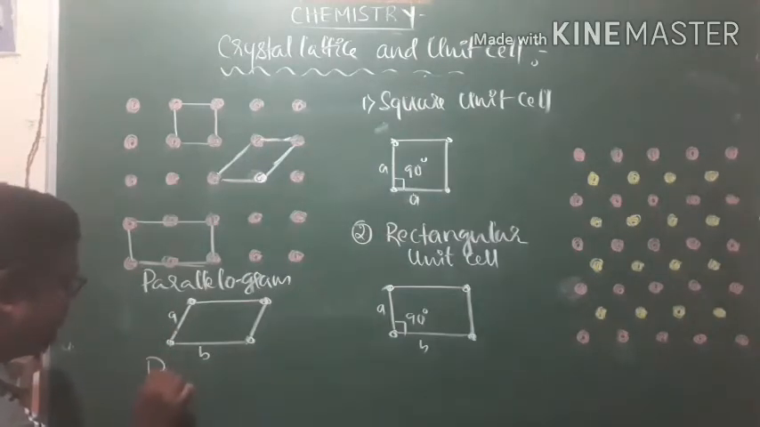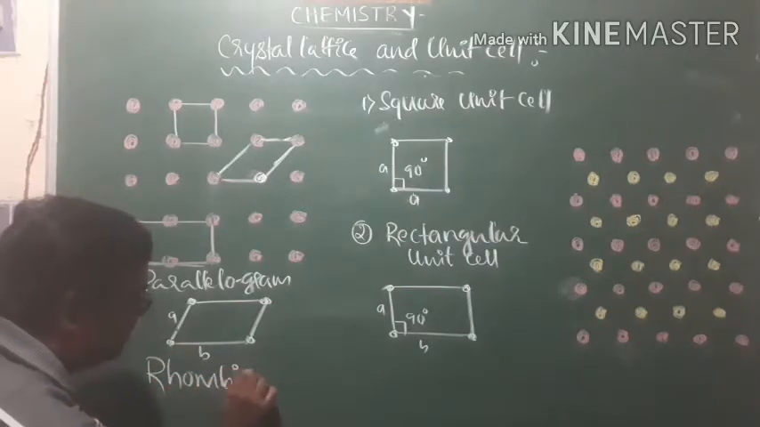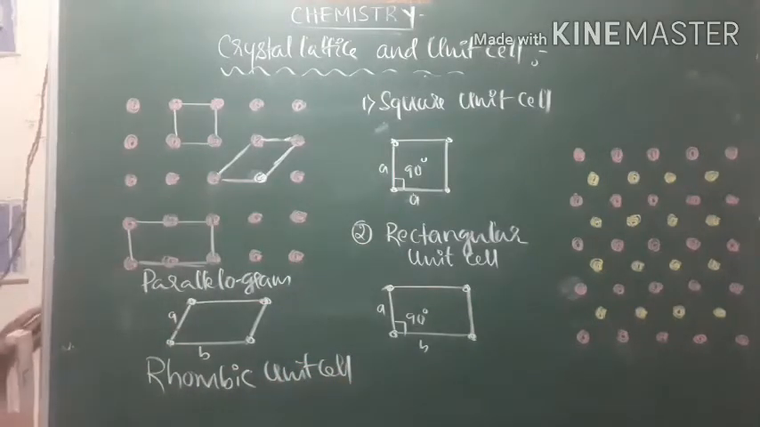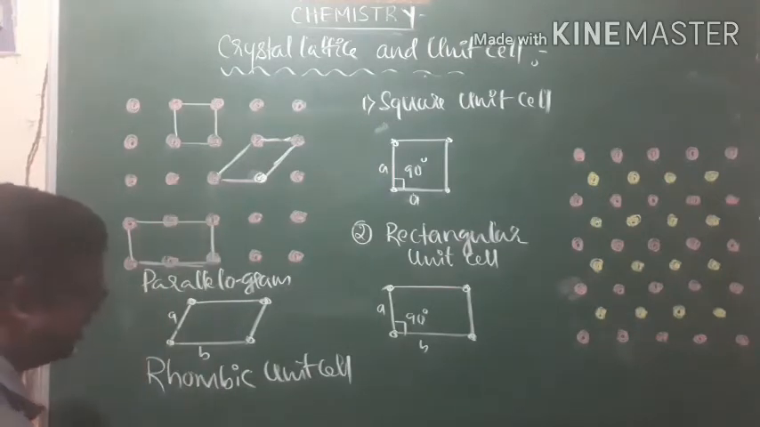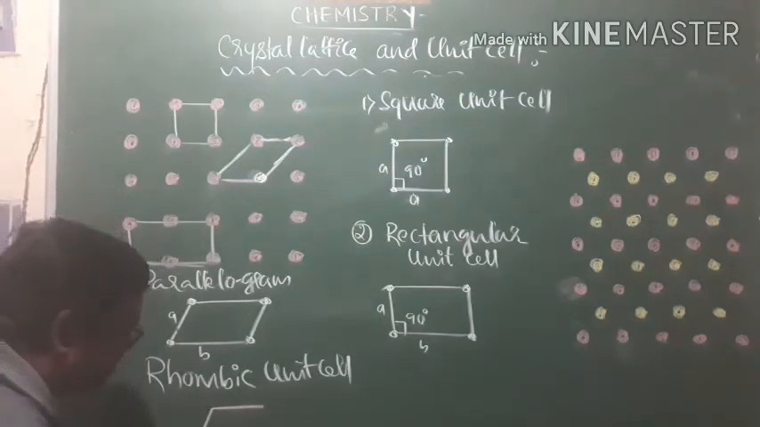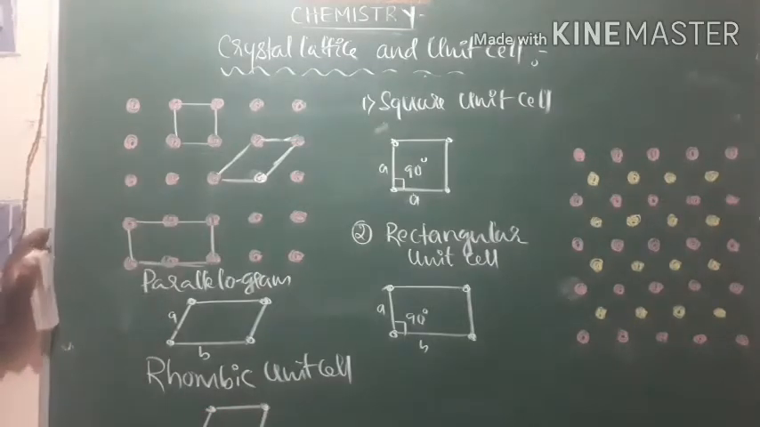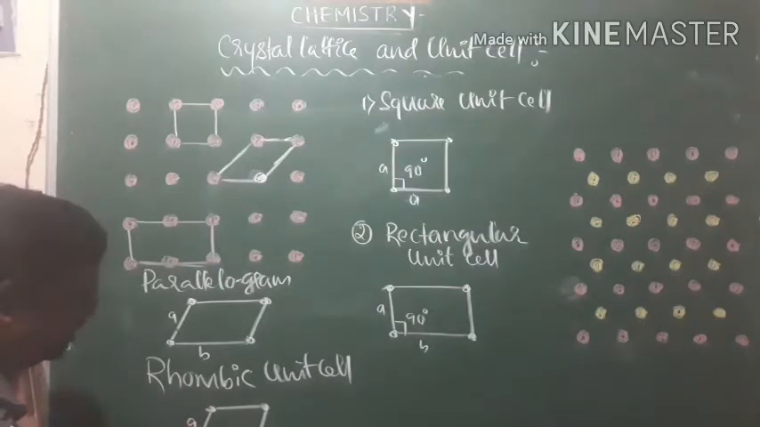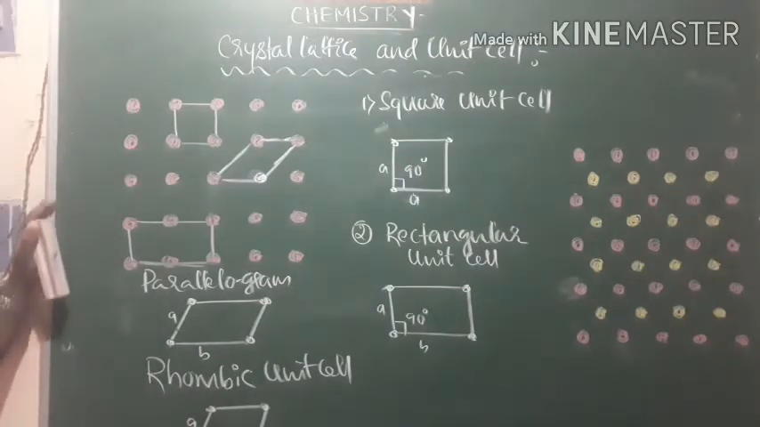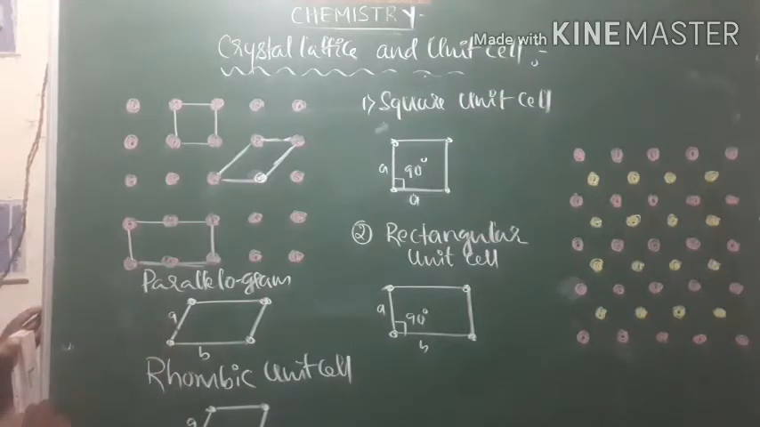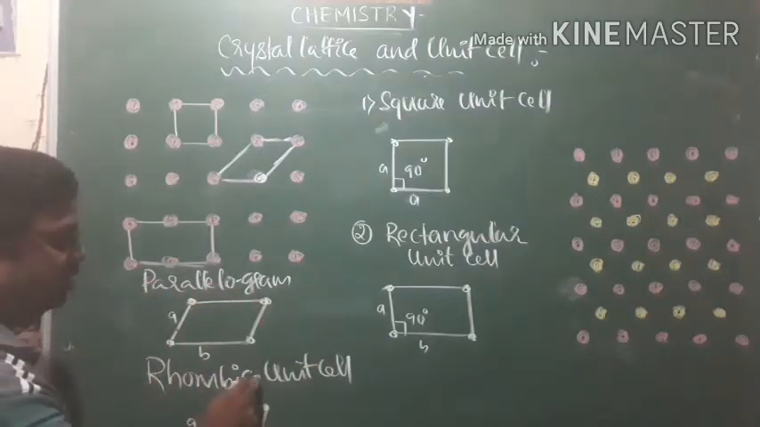In the two-dimensional crystal lattice, we have one more unit cell, the rhombic unit cell. It will look like this, similar to this too, but the length of the sides will be the same, and it can be any angle. Here, sides have the same length. In the rectangular unit cell, sides have different lengths. This is the rectangular unit cell. This is the rhombic unit cell.